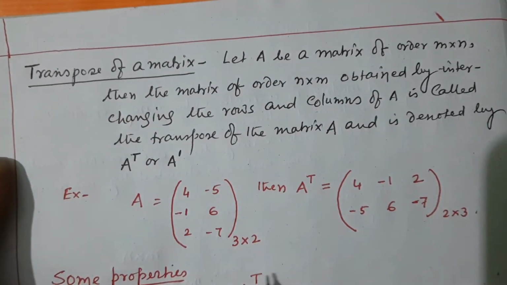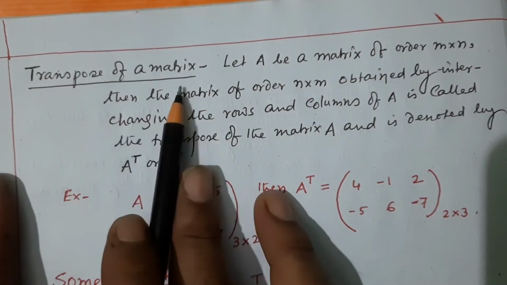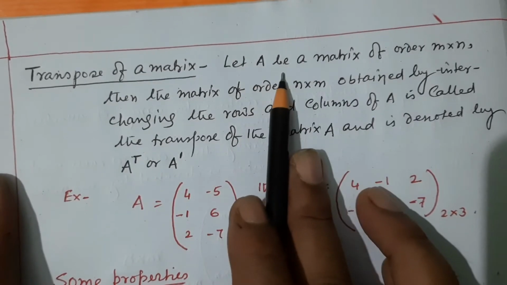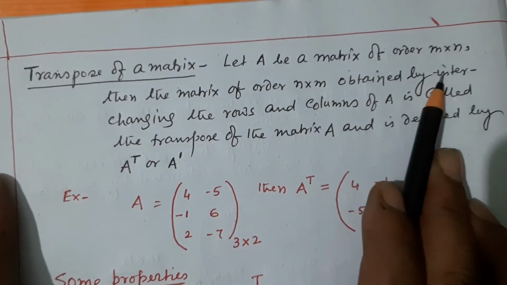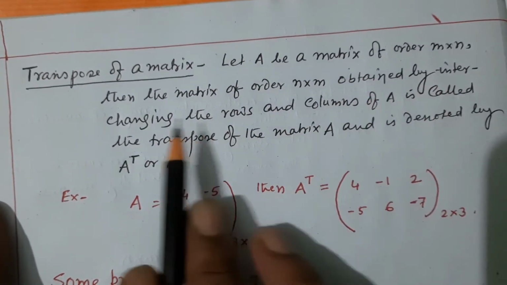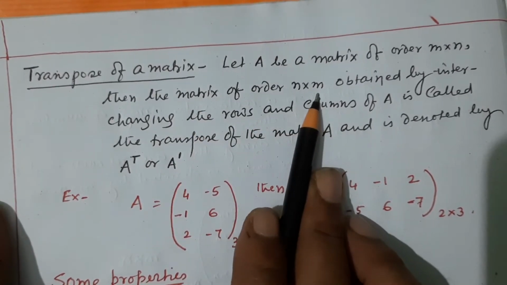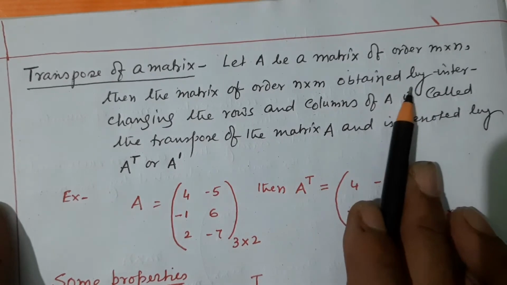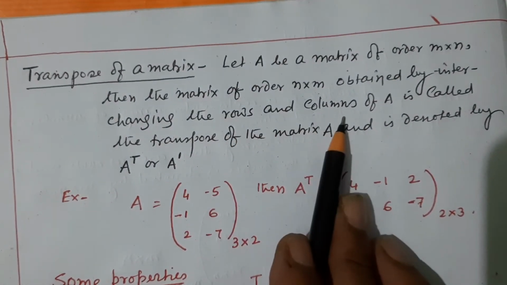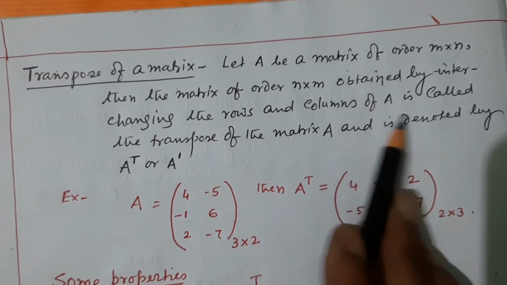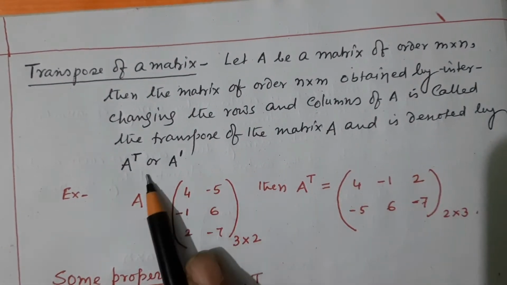Transpose of a matrix. This is a very, very important term. Let A be a matrix of order m cross n. Then the matrix of order n cross m obtained by interchanging the rows and columns of A is called the transpose of a matrix and is denoted by A transpose.